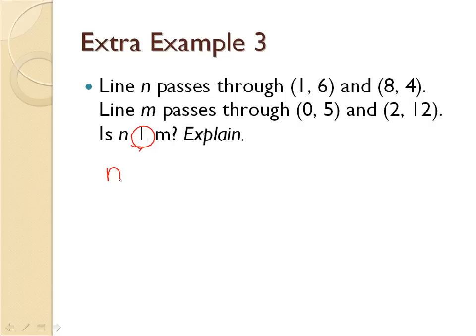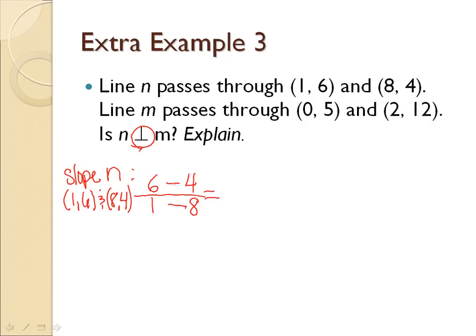So let's find the slope of n. I'm going to draw my fraction bar and my minus sign. My two points for n are (1, 6) and (8, 4), so we'll plug them into our slope formula. 1 goes on the bottom, 6 goes right above it. My other point is 8, so 8 goes on the bottom, 4 goes right above it. 6 minus 4 is 2 over 1 minus 8 is negative 7. So my slope of line n is negative 2/7.